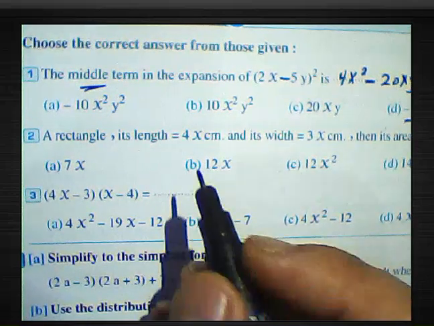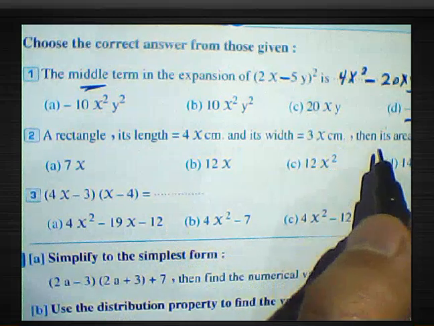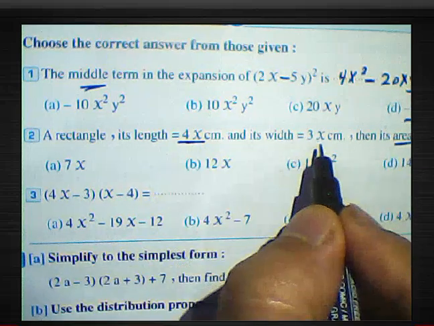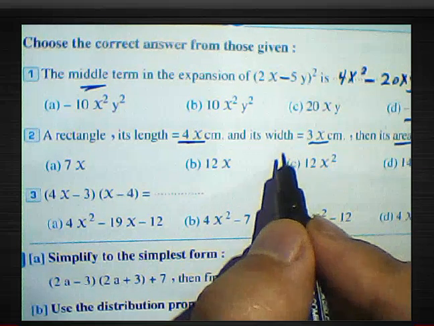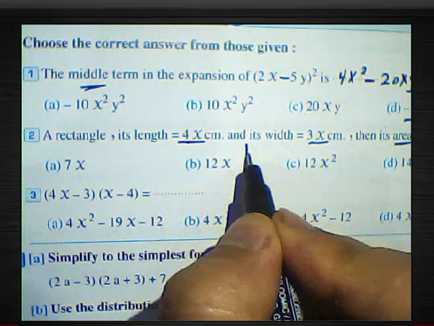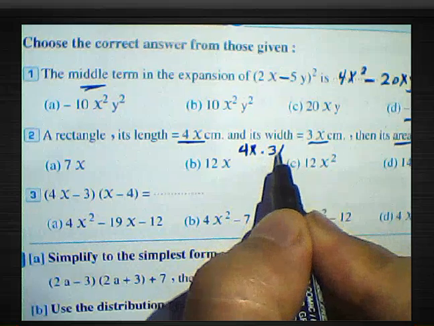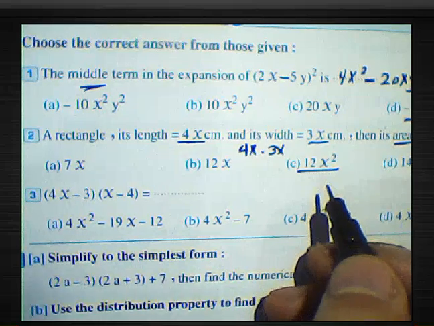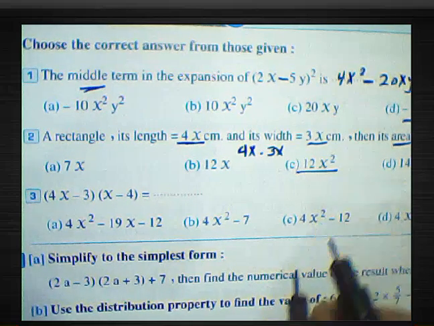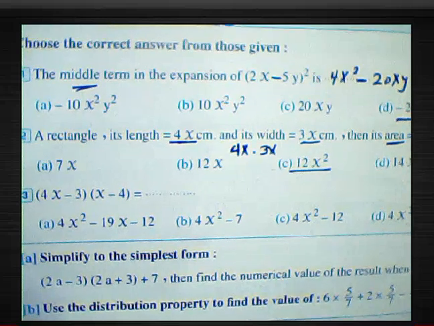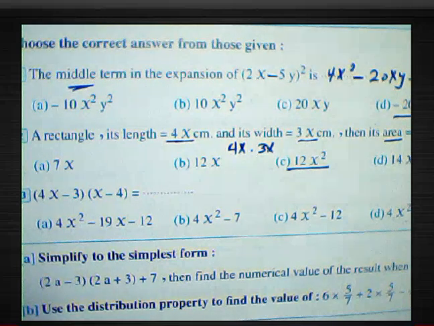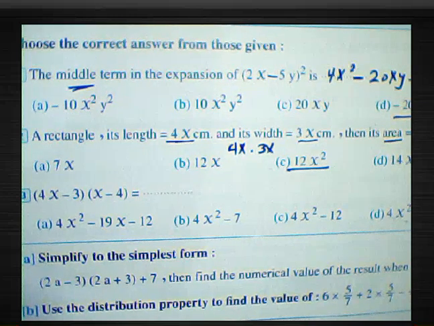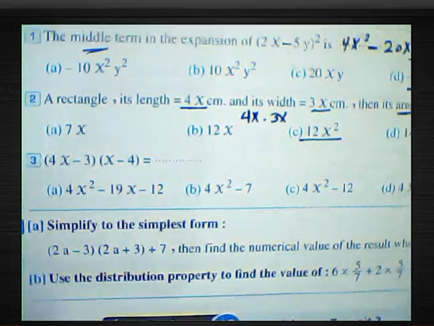A rectangle, its length 4x and its width 3x. Then its area, we know the area of a rectangle is length times width. The length 4x multiplied by 3x equals 4 times 3, 12x power 2. Yeah, 4x multiplied by 3x will be 12x power 2, because you asked what's the area. Look at the letters here, it shows letter C.